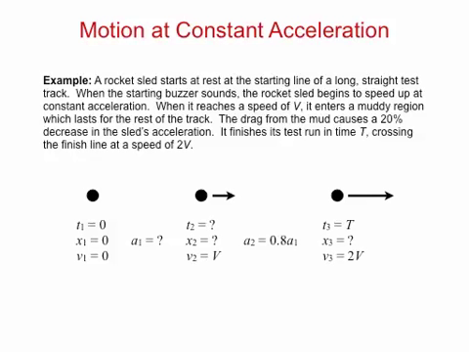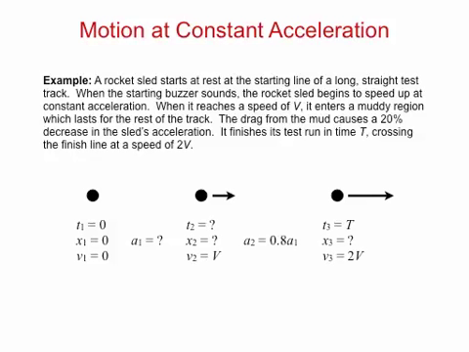I've chosen the origin of coordinates and time to be at the first event, and we're told that the sled is at rest at this event. All we know about the second event is that the sled has velocity v. We don't know the time or position of the second event. For the third event, we're given both the time, t, and the velocity, 2v, but we don't know the position.